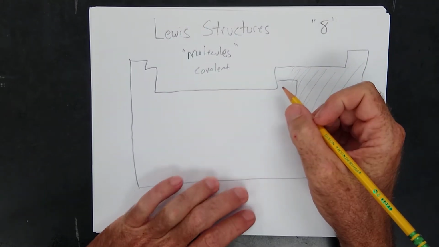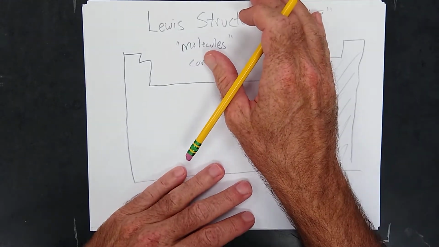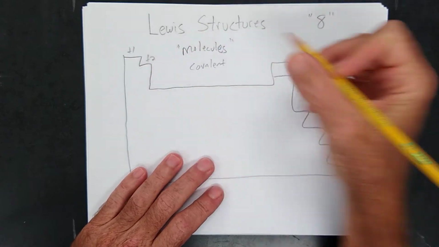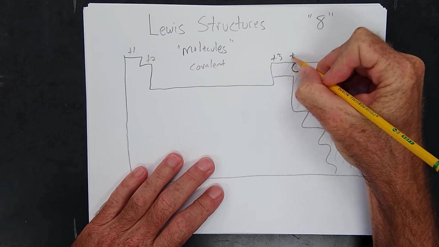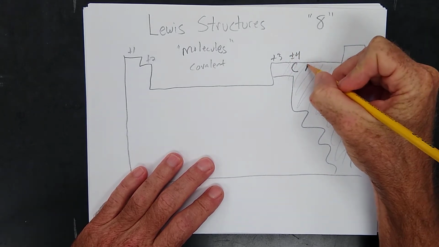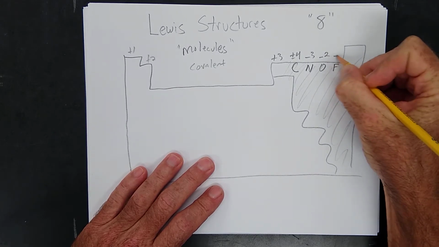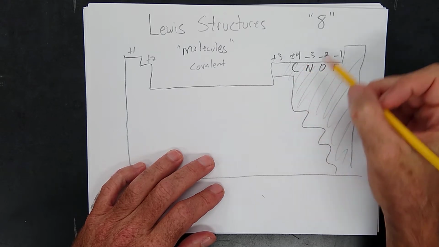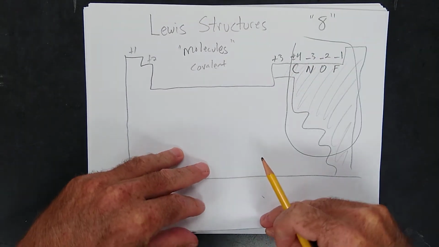Now let's look at oxidation numbers real quick. Okay, oxidation numbers, +1, +2, +3. And then here with carbon, plus or minus 4, nitrogen's -3, oxygen's -2, and fluorine's -1, okay? So we need to think about this. Let's zoom in on these groups right here, okay?